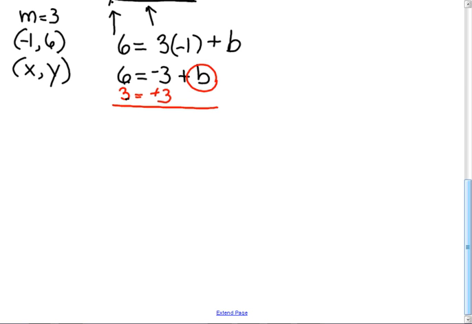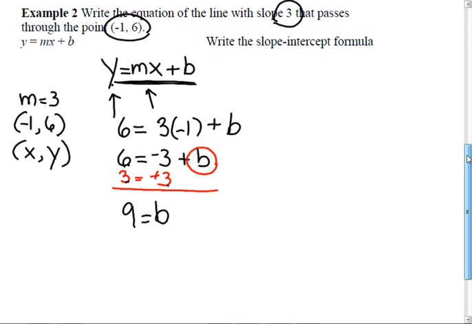Nobody can tell me what 3 and 6 add up to? 6 plus 3 is what? 9. I know you think faster than that. And then you check in your head, negative 3 plus 3 is 0. Okay, Ryan? So this is what b is. So this is not done. Is this done? Nope. I have to get the equation of the line.